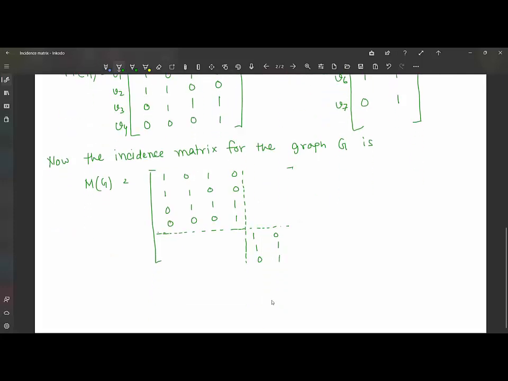After putting these two matrices, you can see the total number of vertices is 7. So there will be 7 rows, and the number of columns is 6, 4 here and 2, so it is a 7 cross 6 matrix.